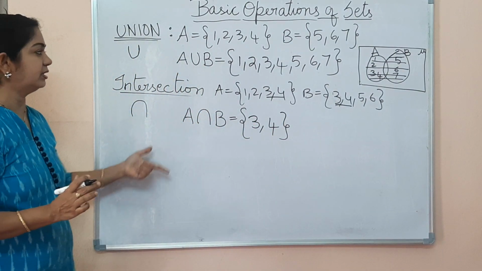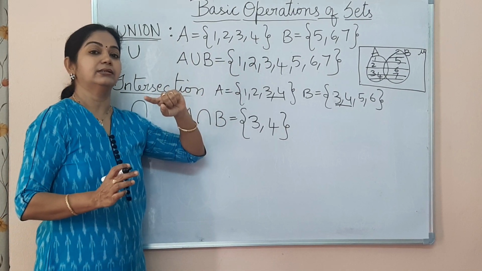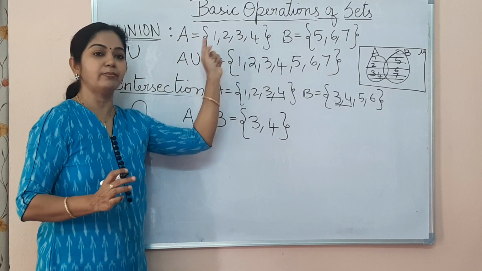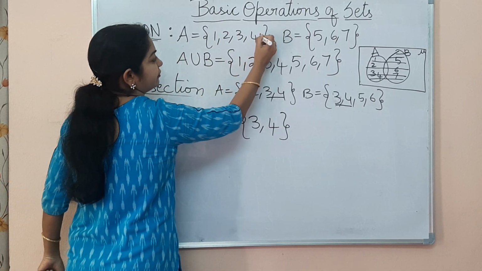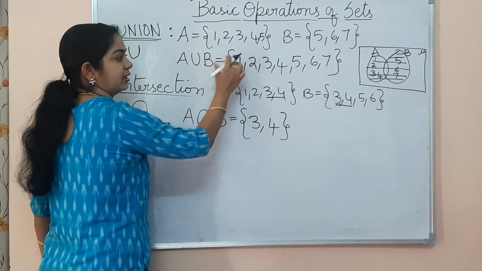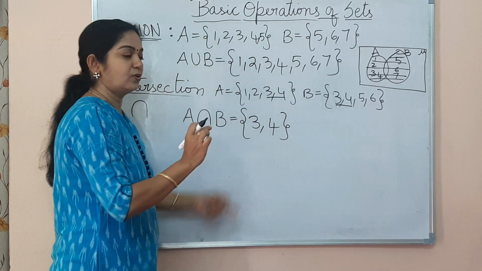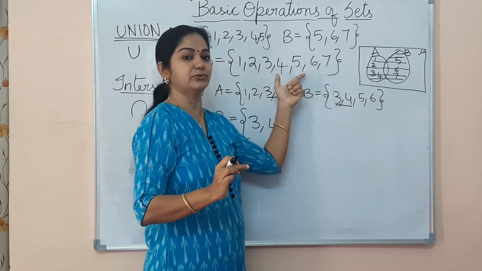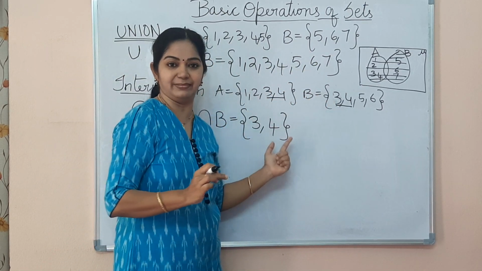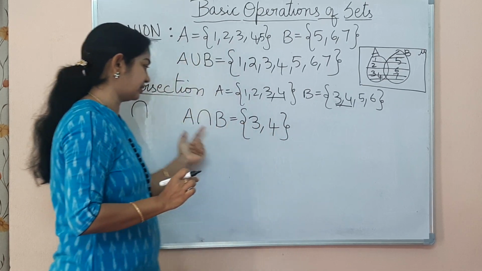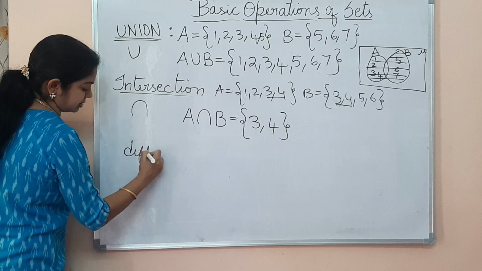So you got it, children? Union means you have to write all the elements. If an element is common, suppose there is a common element 5 in A and B, you should not repeat the common element twice. Once is enough. Once you have to write. So that is the union. Whereas here we will list out only the common elements. The rest we should not write. That is intersection.